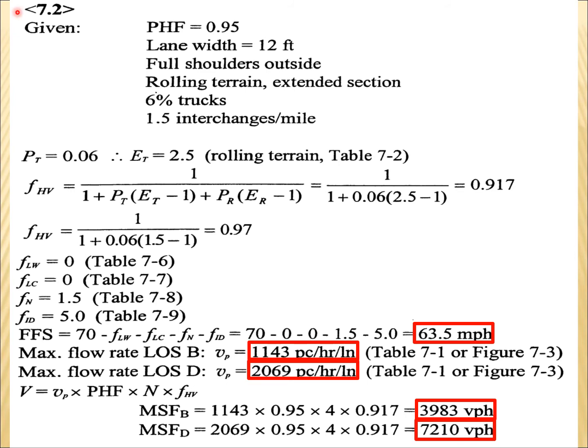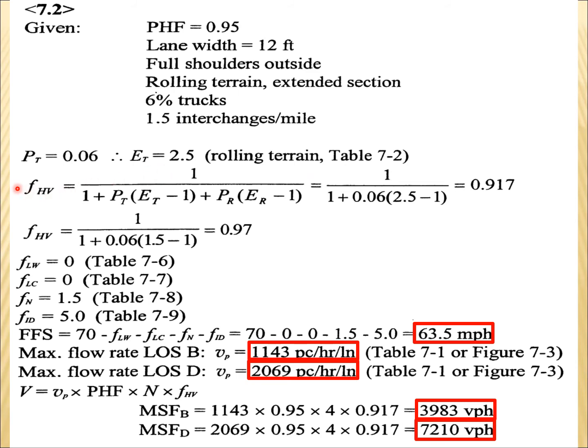Well, problem 7.2: peak hour factor is given, lane width, full shoulder outside, rolling terrain, extended section, 6% trucks, 1.5 interchanges per mile. So it means the proportion of trucks, that is 6% or 0.06, and considering the rolling terrain and consulting table 7-2, we can get E sub T 2.5.